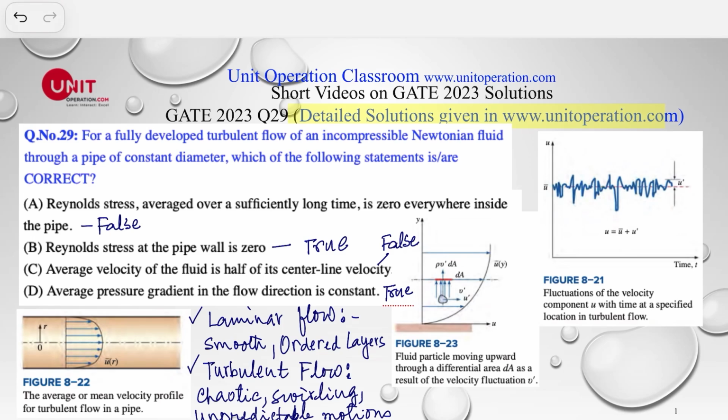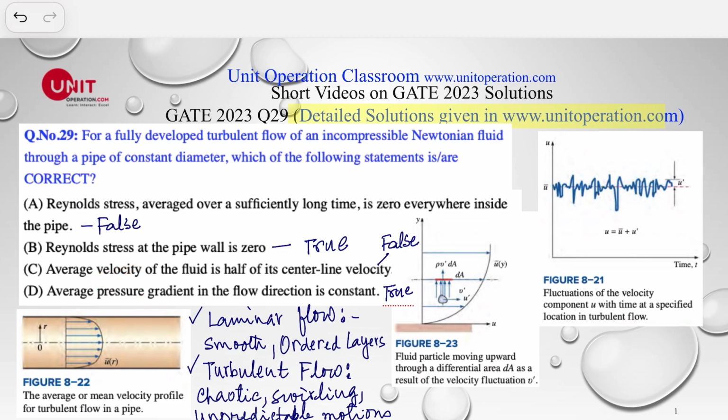Unit Operation Classroom, GATE 2023, question 29. For a fully developed turbulent flow, incompressible Newtonian fluid through a pipe of constant diameter, which of the following statements is or are true? So, this is talking about Reynolds stress, average velocity, and pressure gradient.